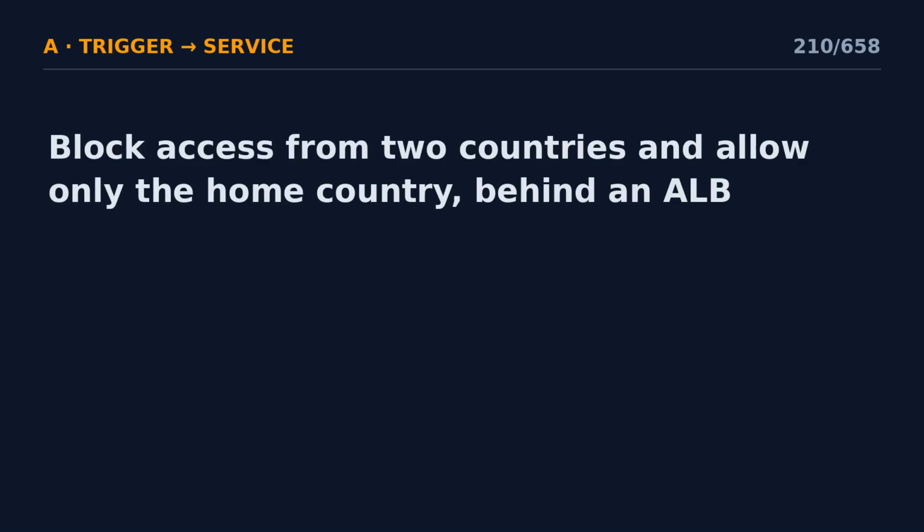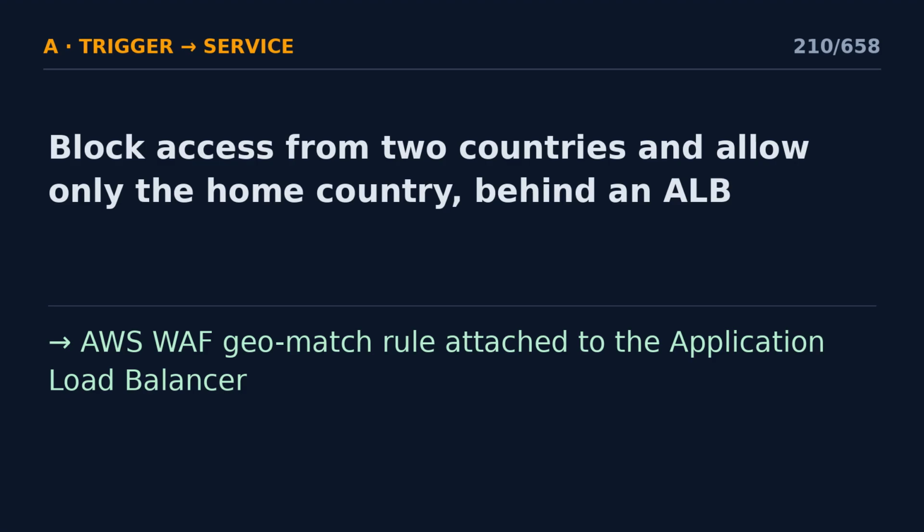Block access from two countries and allow only the home country behind an ALB. Answer: AWS WAF GeoMatch rule attached to the Application Load Balancer.